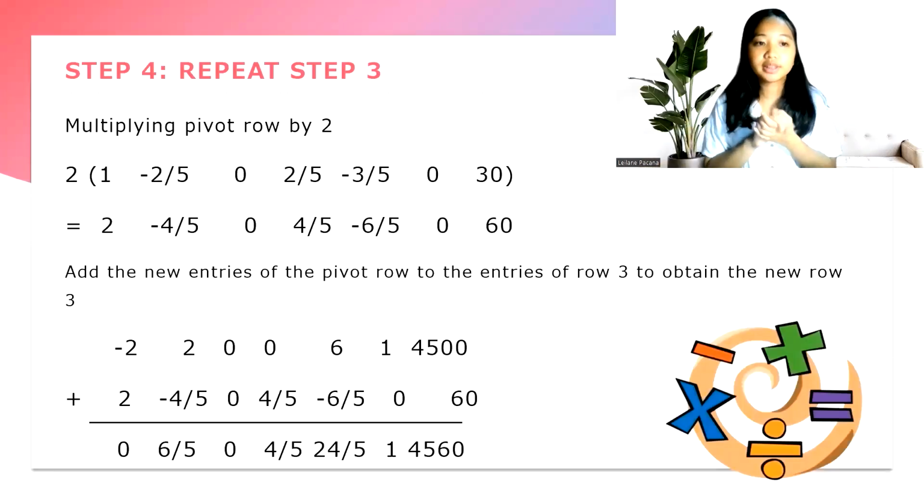So, 2 times 1 is 2. 2 times negative 2 over 5, that is negative 4 over 5. 2 times 0 is 0. 2 times positive 2 over 5, that is 4 over 5. 2 times negative 3 over 5, that is negative 6 over 5.